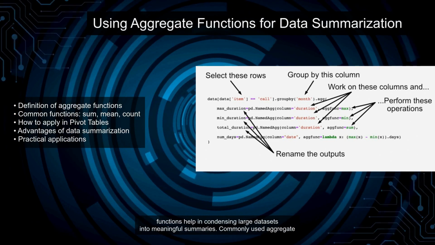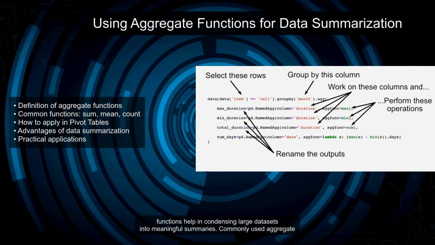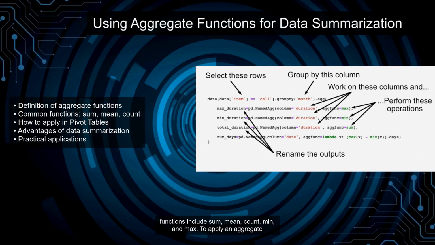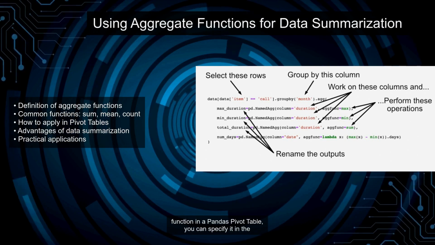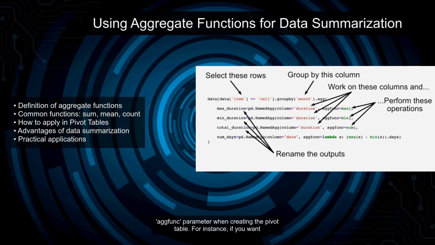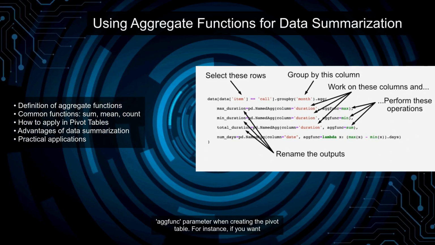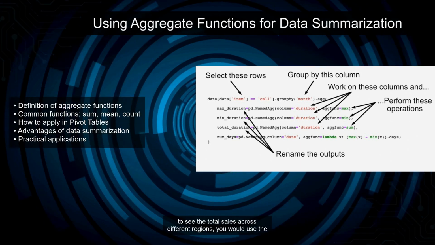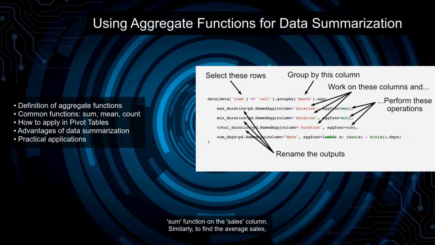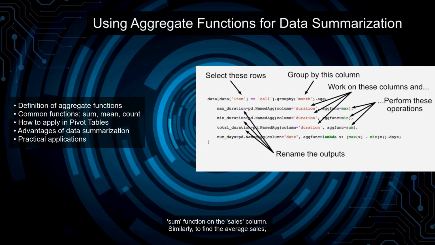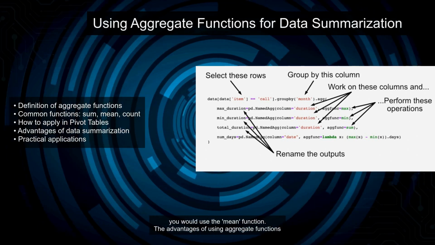These functions help in condensing large datasets into meaningful summaries. Commonly used aggregate functions include sum, mean, count, min, and max. To apply an aggregate function in a Pandas Pivot Table, you can specify it in the func parameter when creating the pivot table. For instance, if you want to see the total sales across different regions, you would use the sum function on the sales column. Similarly, to find the average sales, you would use the mean function.